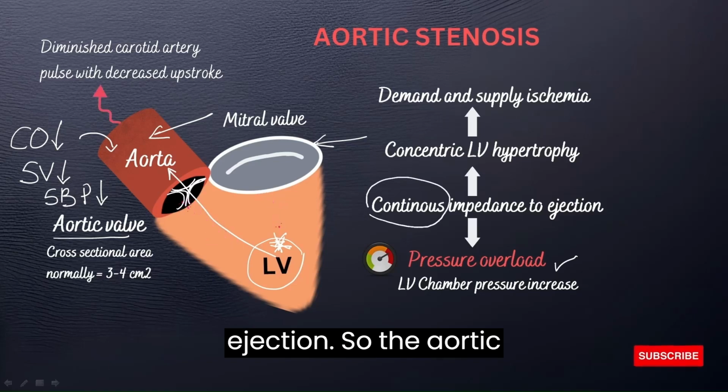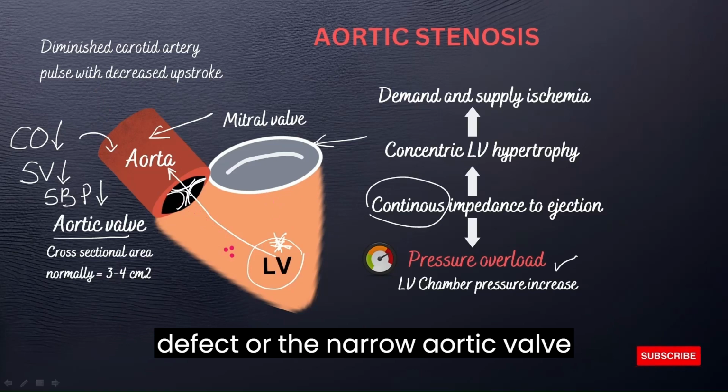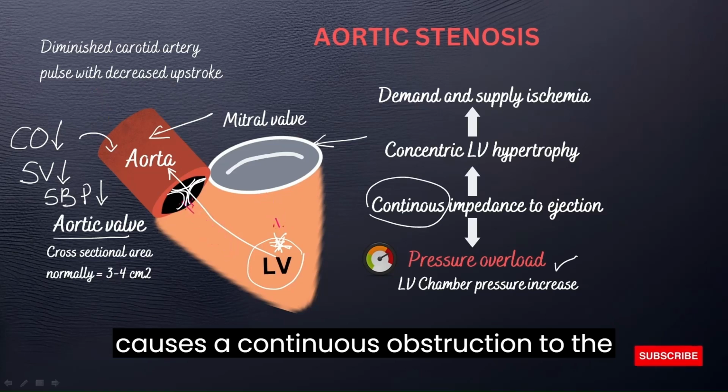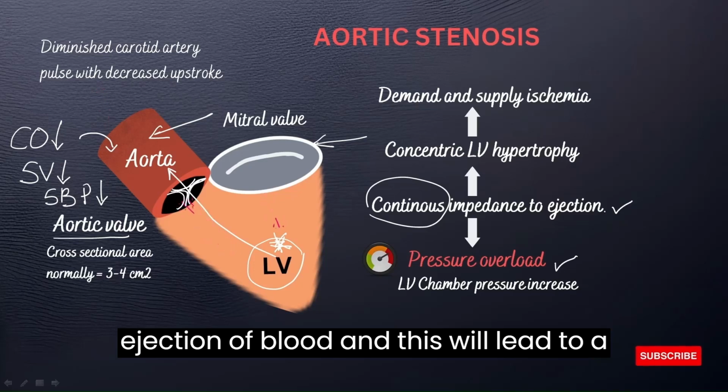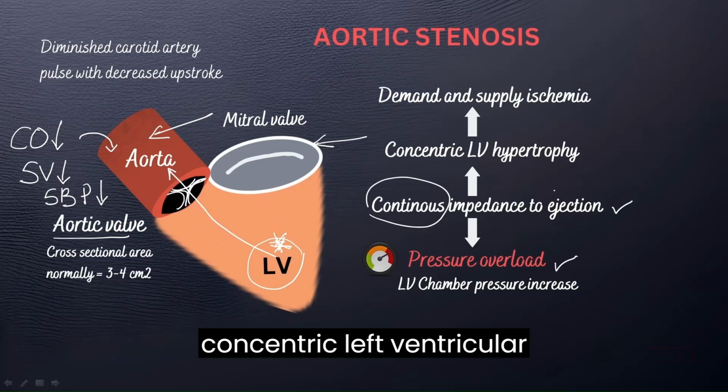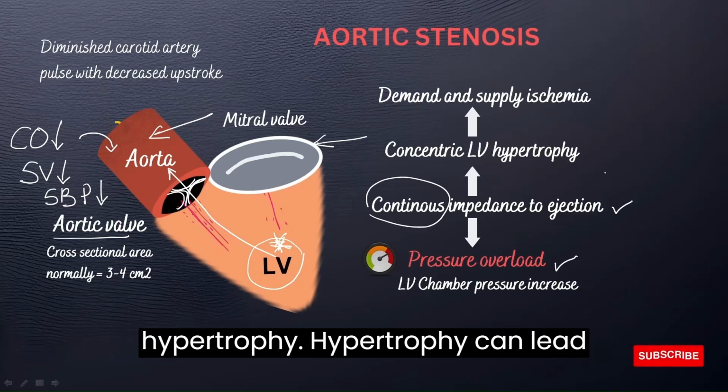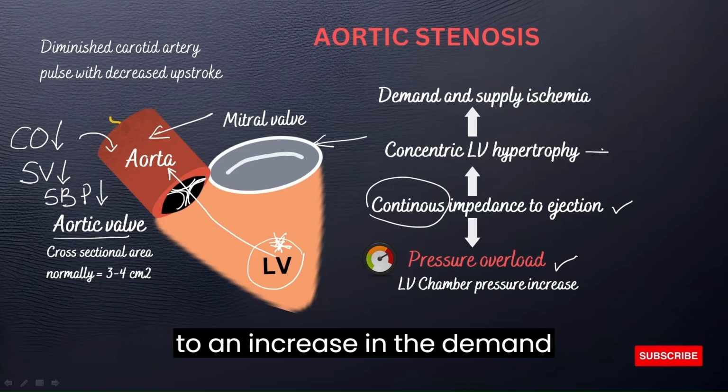So, the aortic defect or the narrowed aortic valve causes a continuous obstruction to the ejection of blood, and this will lead to a concentric left ventricular hypertrophy. Hypertrophy can lead to an increase in the demand of oxygen.